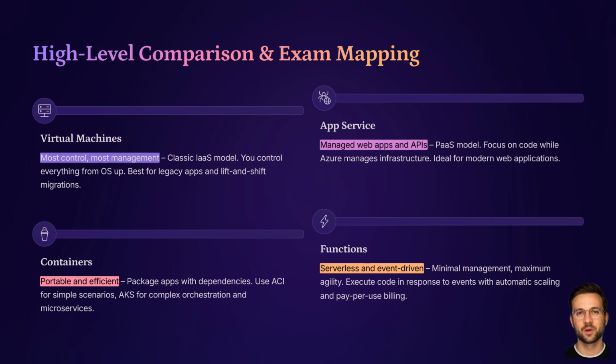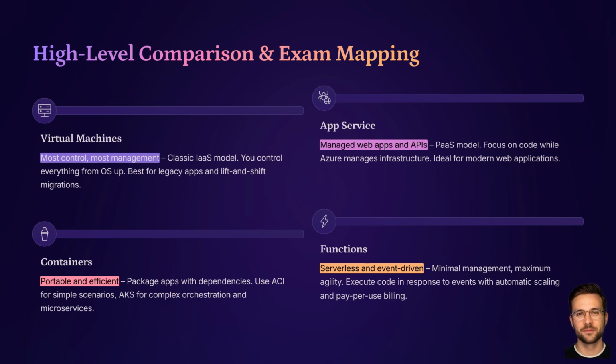Need full OS control or legacy app support? Azure Virtual Machines. Need to host web apps or APIs without managing servers? Azure App Service. Need containerization and portability, possibly with Kubernetes? Container services such as ACI or AKS. Need event-driven, serverless code execution? Azure Functions. If you can map exam scenarios to these patterns, you will be well prepared for compute-related questions in AZ-900.